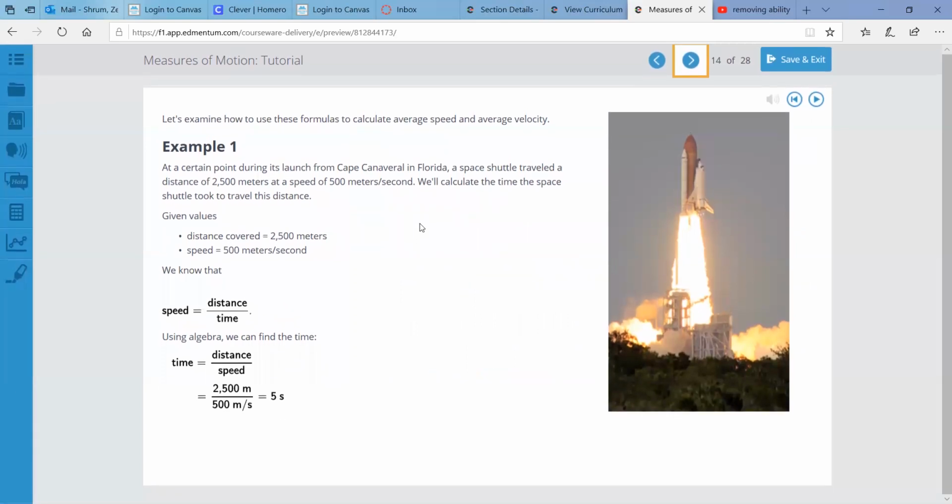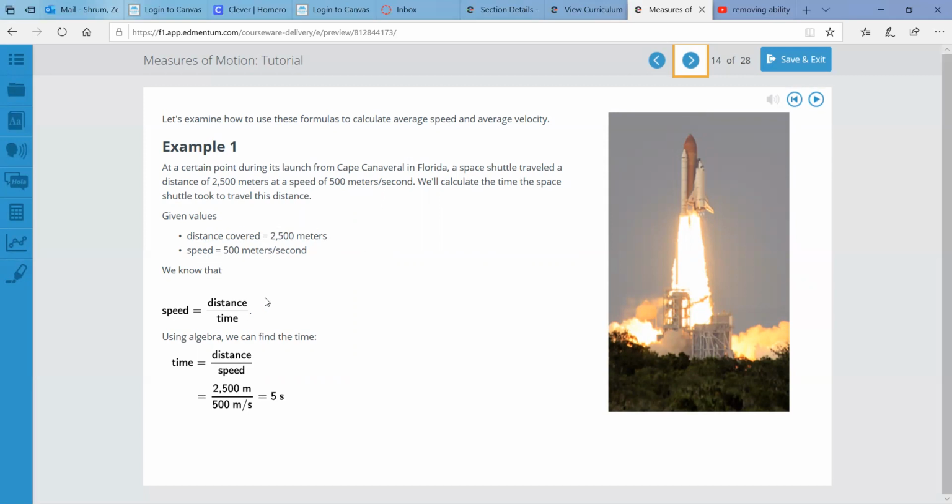Okay, so here we go with an example. At a certain point during its launch from Cape Canaveral in Florida, a space shuttle traveled a distance of 2,500 meters at a speed of 500 meters per second. We'll calculate the time the space shuttle took to travel the distance. So we're given distance covered, 2,500 meters, speed, 500 meters per second.